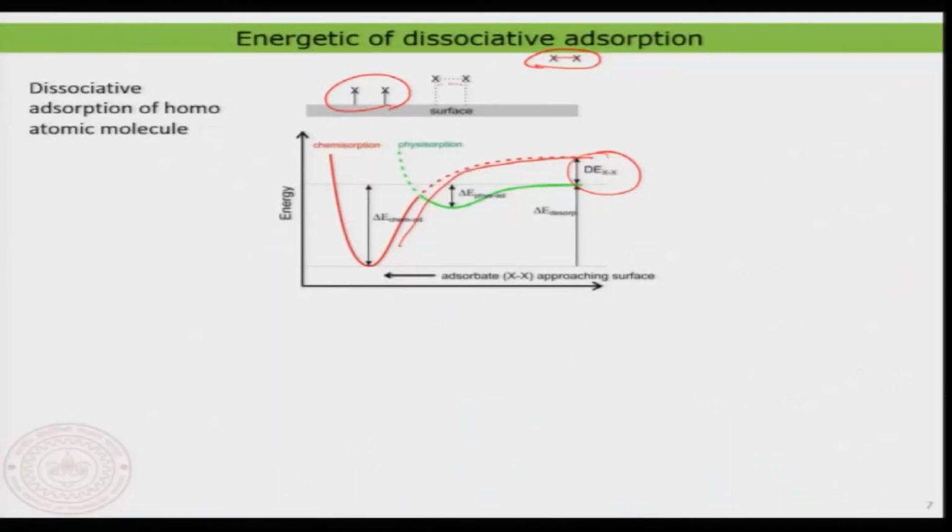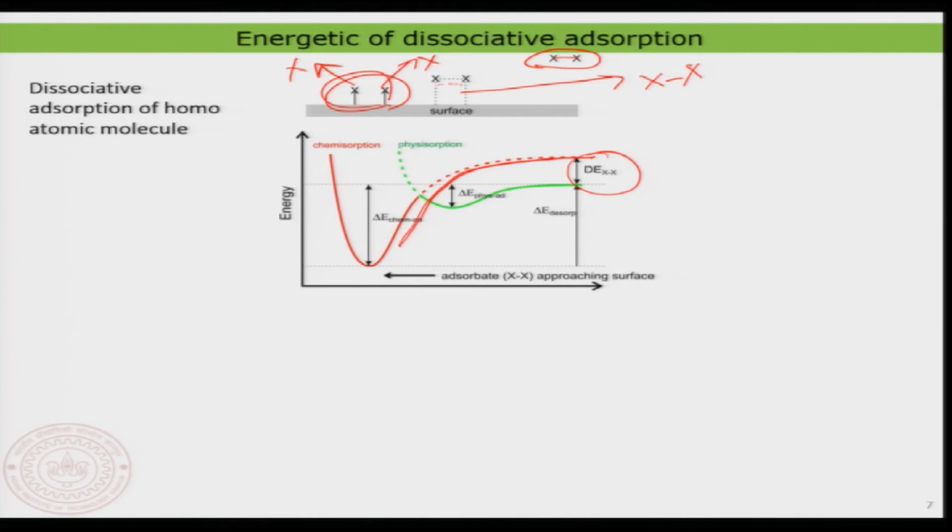But if I have to dissociate them, I need to supply an extra amount of energy, and that is the reason why your chemisorption curve reaches a higher point than the physisorption. In physisorption, when you remove the molecule, it goes as a single molecule. But when you remove from a chemisorbed state, you can see the atoms are separated, it goes like X and X, whereas from the physisorbed state the molecule goes as X2. That is the difference.